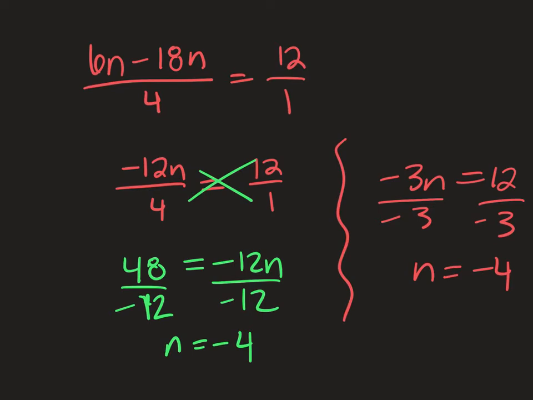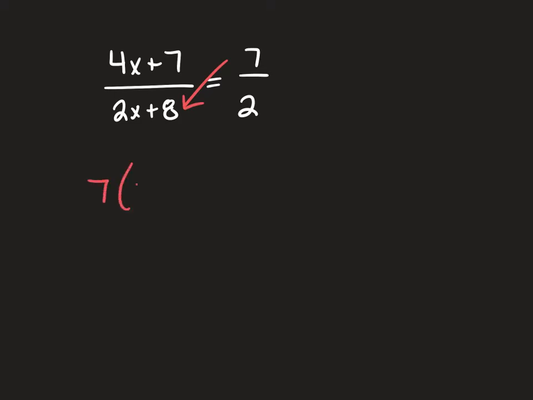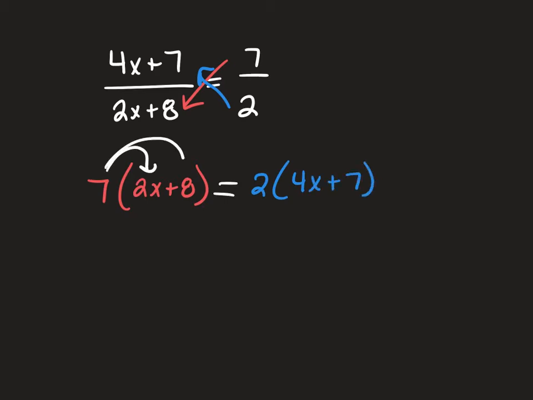All right, number 12, we have 4x plus 7 over 2x plus 8 is equal to 7 over 2. So we're going to definitely have to cross multiply here. That's going to give us 7 times 2x plus 8 is equal to 2 times 4x plus 7. So then we have to use the distributive property. That's going to give us 14x plus 56 is equal to 8x plus 14.